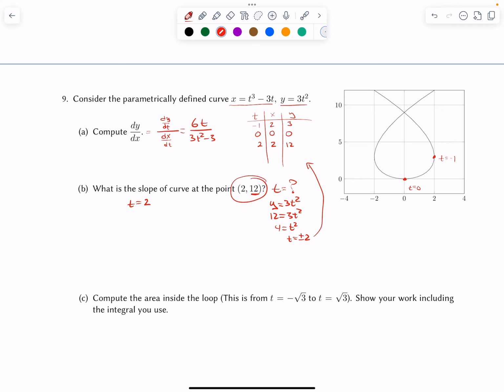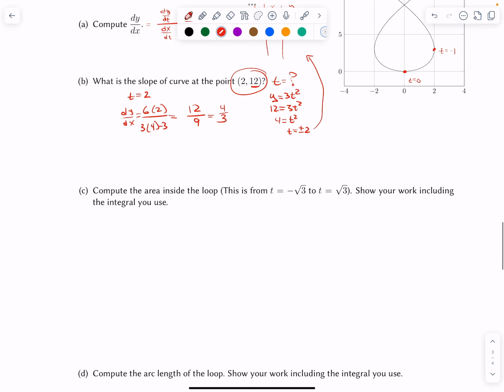And then we'll just plug that in here, dy over dx. Here, I'll just put that down there. It is going to be 6 times 2 over 3 times 4 minus 3, which is 12 over 9. So 4/3. It's kind of not to scale, but you can see a positive slope over there. Okay, what about the area?